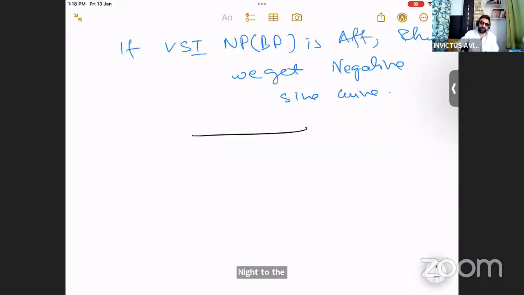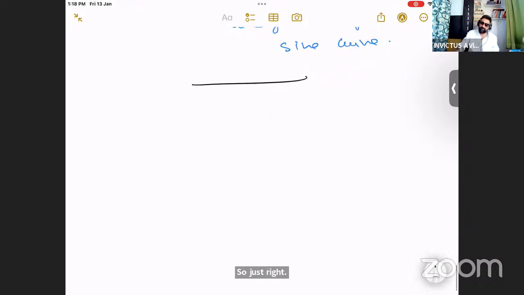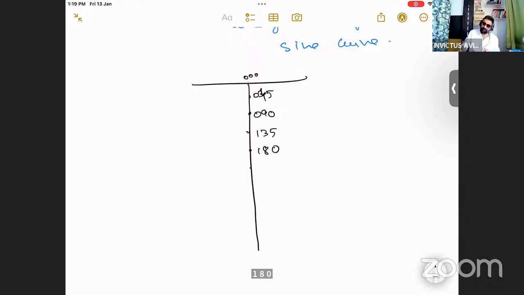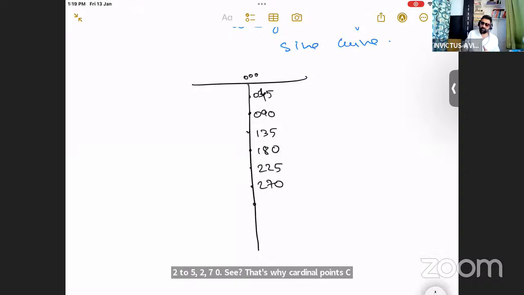So just write with respect to this diagram easily: 000, 045, 090, 135, 180, 225, 270, 315, 360. See, that's why cardinal points and quadrantal points are very important. Or 360 is also written as 000.